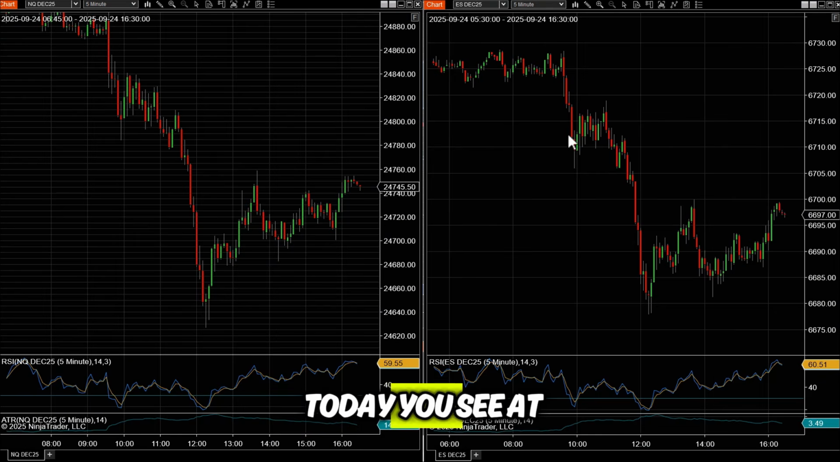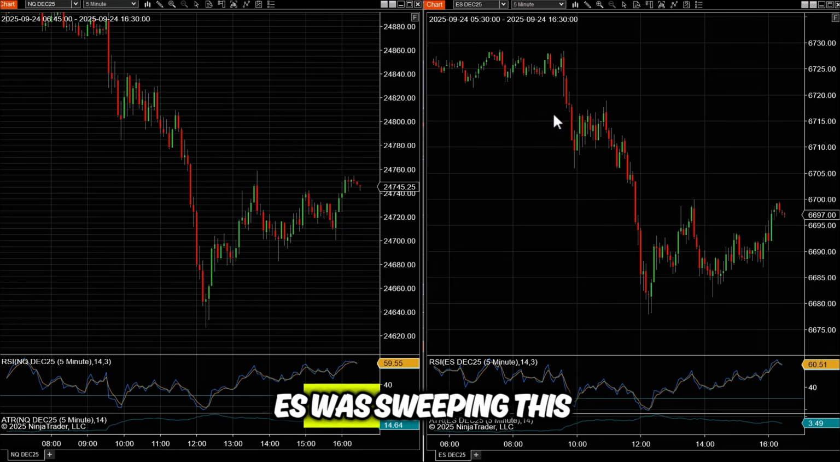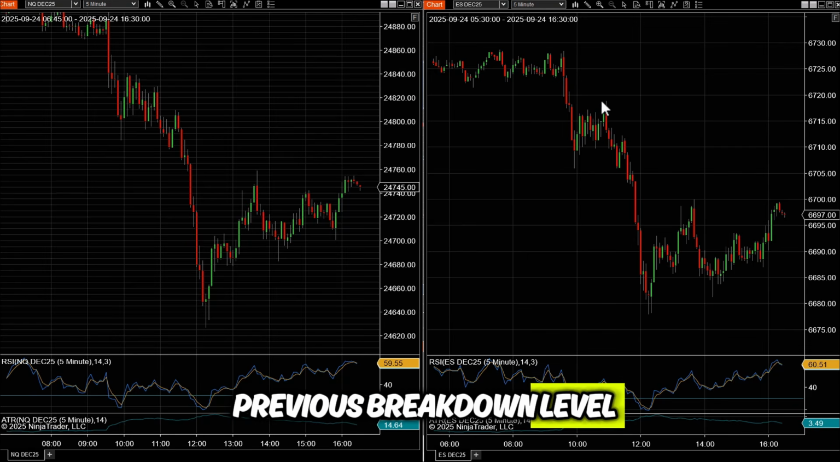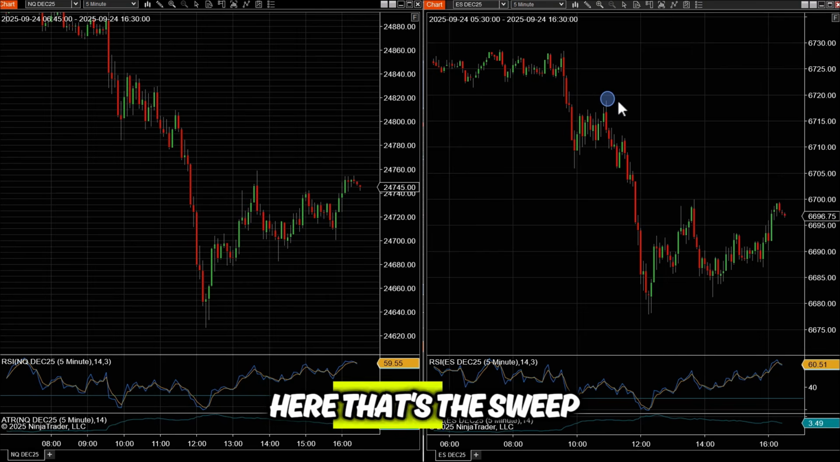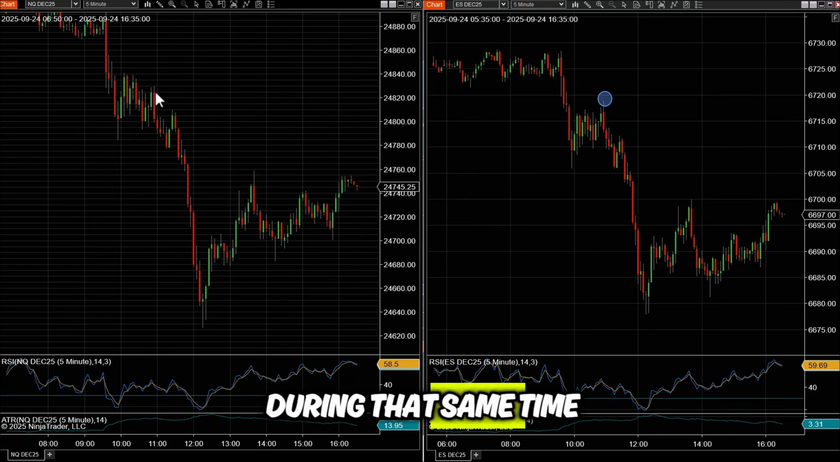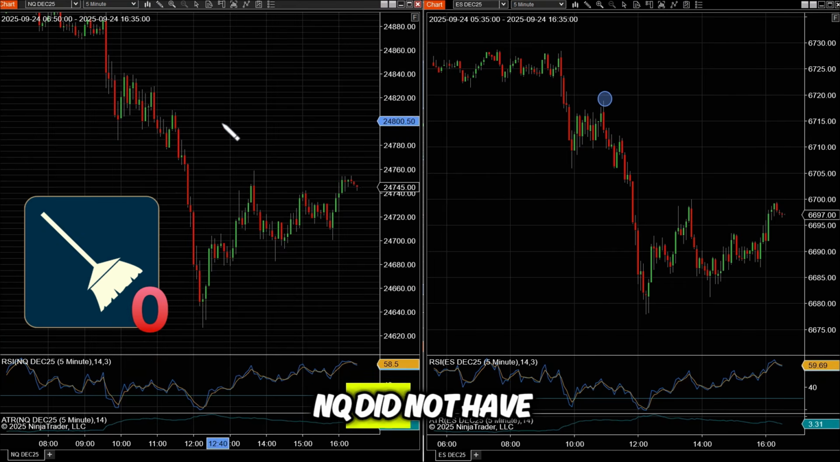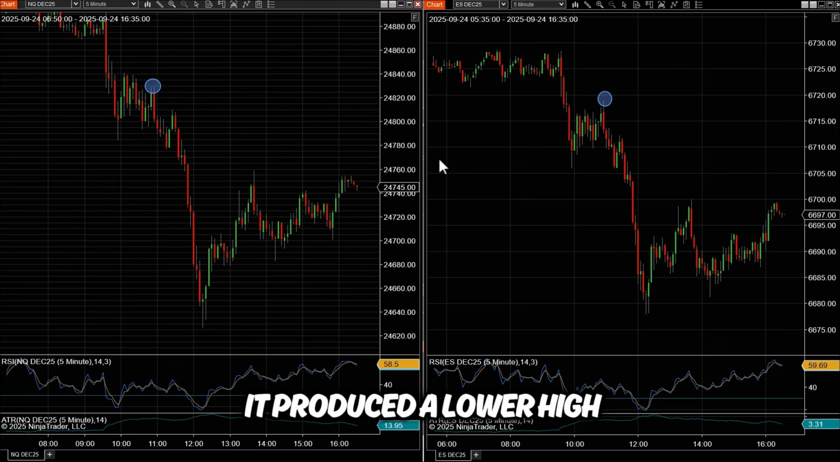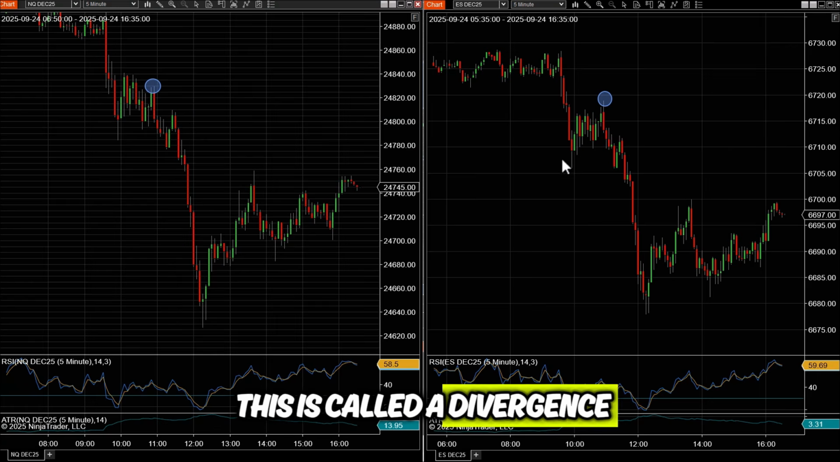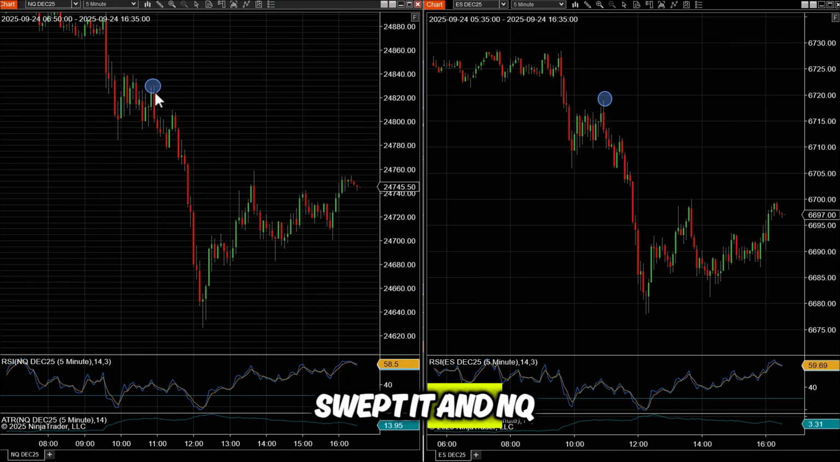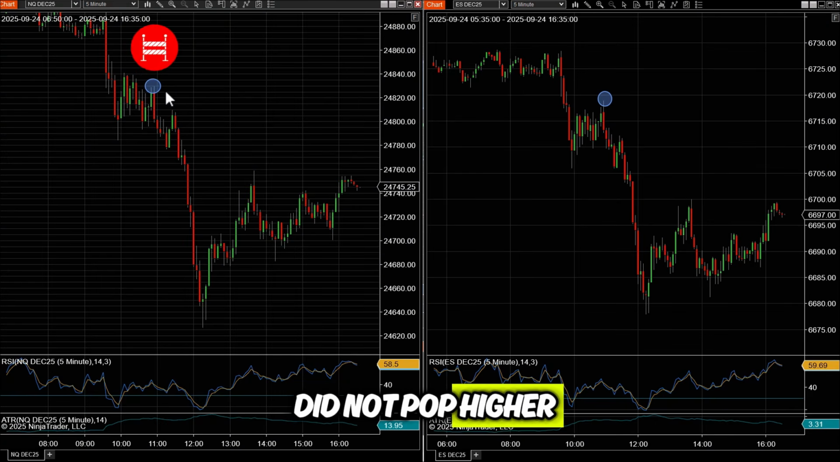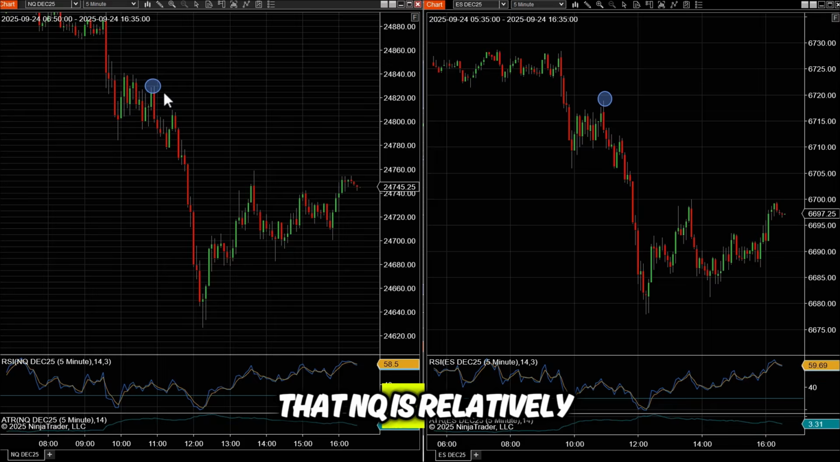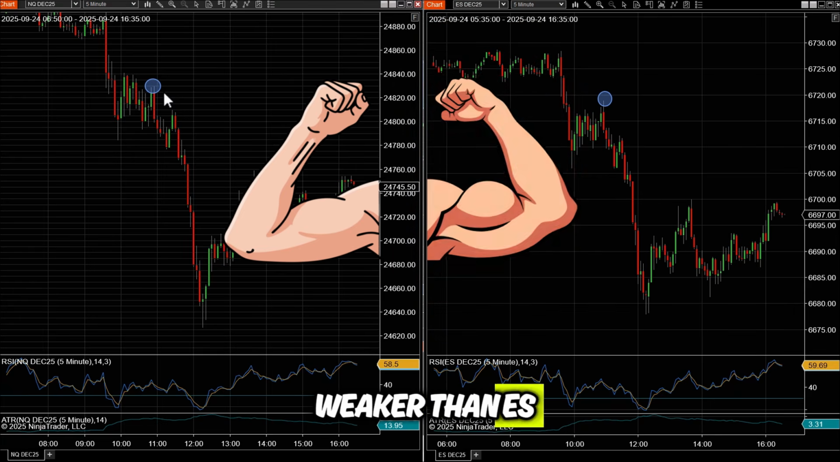For example, today you see at this moment on the 5-minute chart around 11 o'clock, ES was sweeping this previous breakdown level. We draw a bubble here. That's the sweep right there. During that same time on NQ, NQ did not have a sweep. In fact, it produced a lower high. This is called a divergence. ES was higher and swept it, and NQ did not pop higher. What that means is that NQ is relatively weaker than ES.